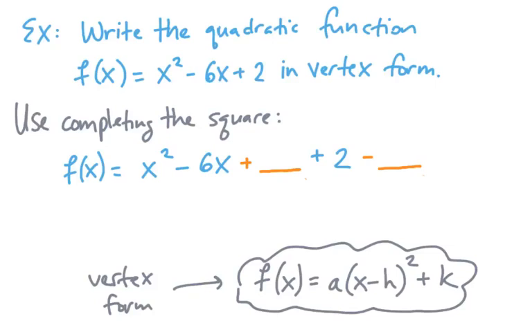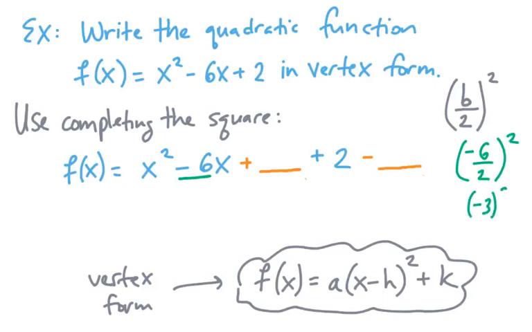There is a little formula for completing the square, which is you take the coefficient on x, you divide it by 2, and you square it. So in this problem, the coefficient on x is -6. So if I take -6 and I divide it by 2, that'll give me -3. And then when I square -3, I'll get 9.